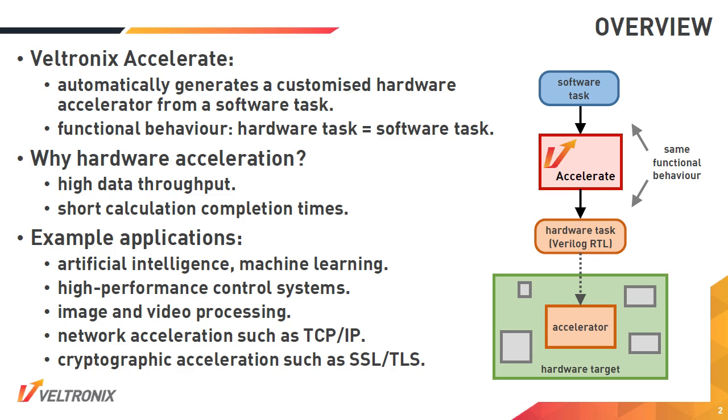Why would you want to do hardware acceleration? Running your application in hardware rather than software can bring you higher data throughput as well as shorter calculation execution times. When you need to make your software task run faster, hardware acceleration may be the way to make this happen. Common applications where hardware acceleration can bring performance benefits include machine learning, control systems, image and video processing, network acceleration, and cryptographic acceleration.